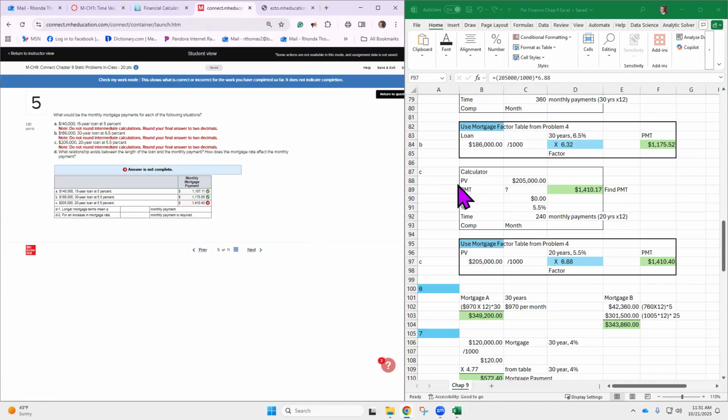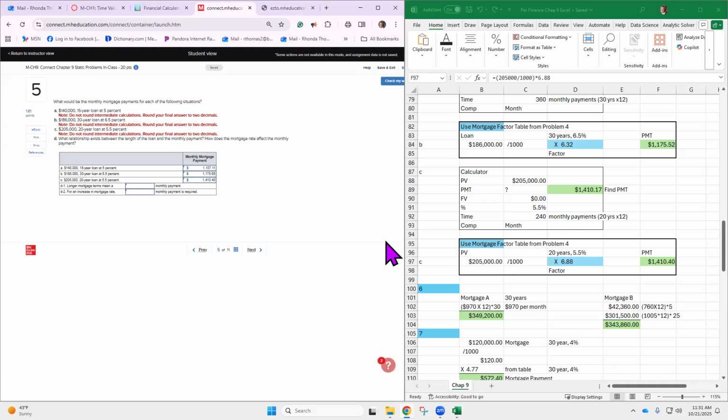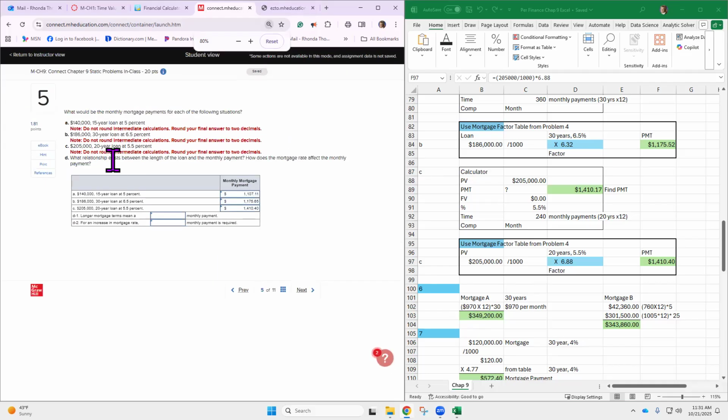Uh-oh, hold on. It didn't like that one from me. 1,410.40. Okay, let me see. Let me make sure I've got this right. 205,000 is the mortgage. We've got 20 years at 5.5%. Now let me see. Yep. Okay.